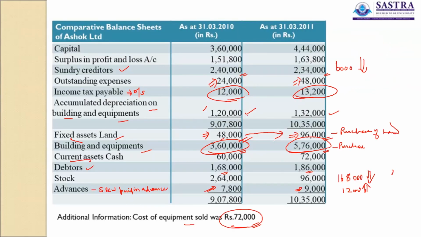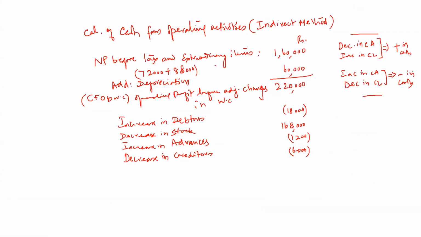Then outstanding expenses increase by 24,000. So 24,000 increase. That means you are enjoying more credit. So increase in current liability means increase in cash. So increase in outstanding expenses, 24,000 plus.